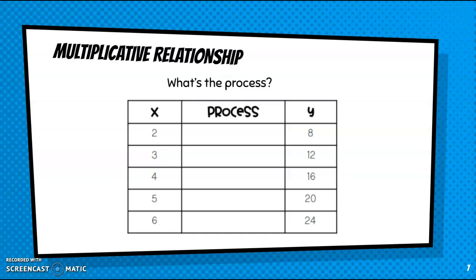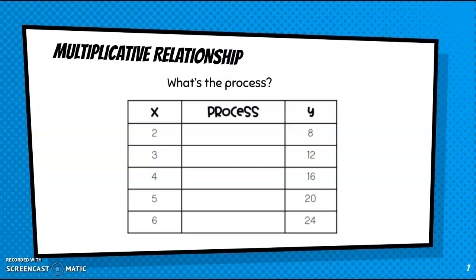If we take a look at this table, this is an example of a multiplicative relationship. We need to figure out how to get from x to y. So we need to look at what the process is. How are we going to get from 2 to 8? I want you to take a moment and think about how we can get from 2 to 8. Now remember, this is a multiplicative relationship, so we're looking at multiplication or division. We can get from 2 to 8 by multiplying by 4.